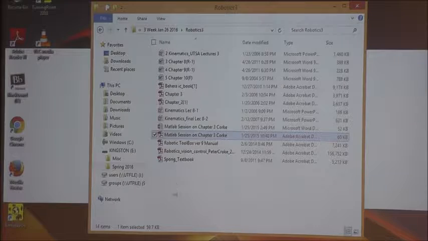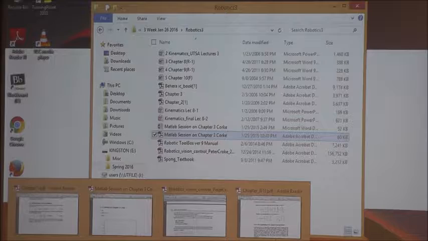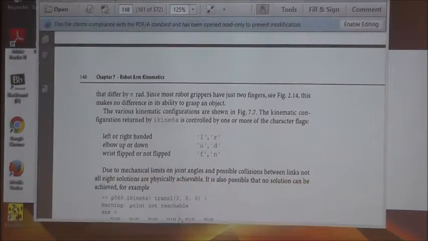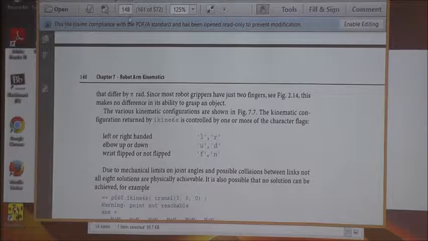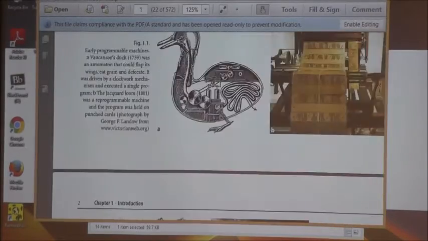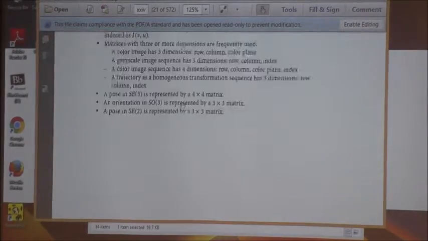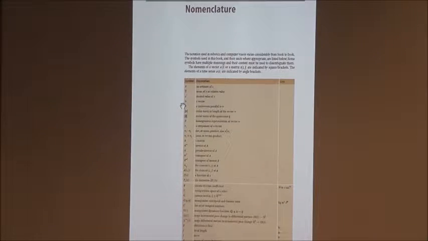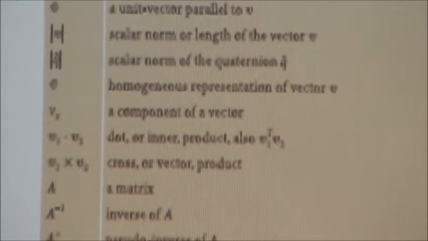Now, let me go to the beginning of your textbook. This is the introduction of the book. In fact, let me see. Here is the nomenclature I mentioned to you. You have to have it under your attention, so that if you run into something in the book, you ask what is this, and you go to the nomenclature.